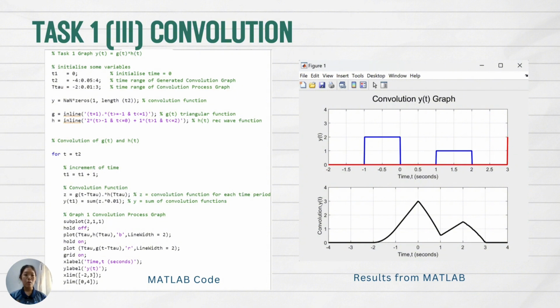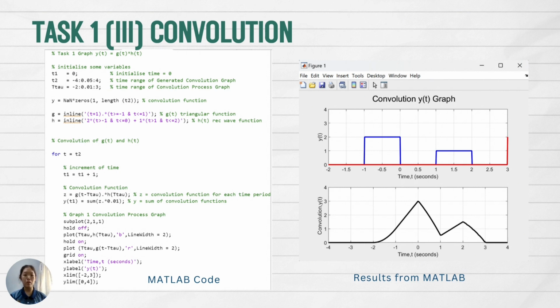After that, we will start a for loop in order for the signal to move. So we declare the increment of the time as t1 equals time1 plus 1, and then we declare the convolution function as z equals g t minus t tau multiplied by h t tau. This represents the convolution function for each time period. And in order to obtain the final convolution function, we need to sum it up. So we write yt1 equals sum z multiplied by 0.01.